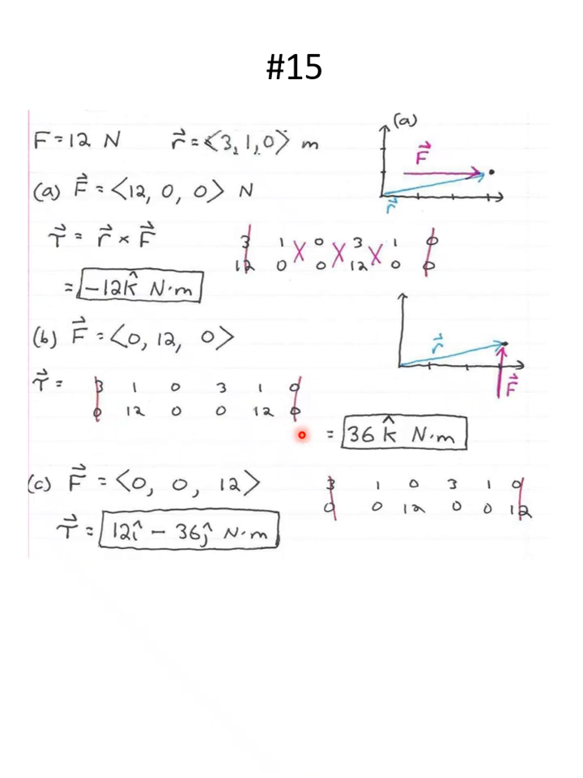Ignore the first column and the last column. And then we do 1 times 0 minus 0 times 12, that's 0. 0 times 0 minus 3 times 0, that's 0.